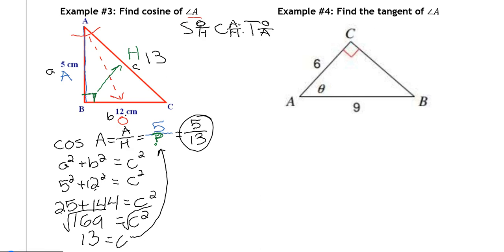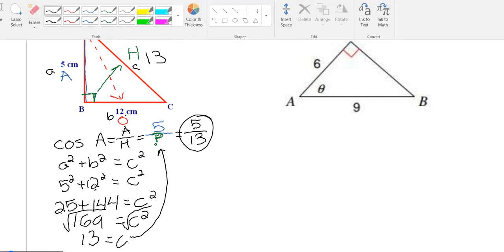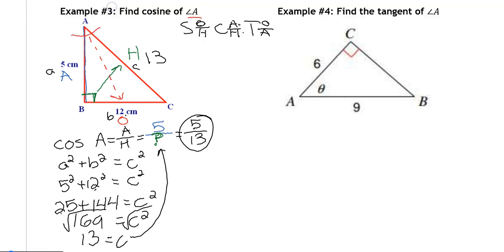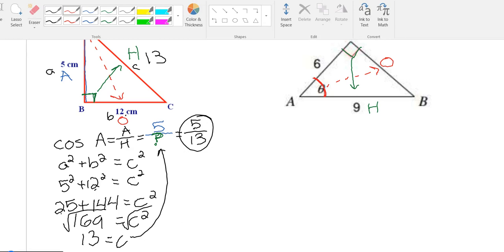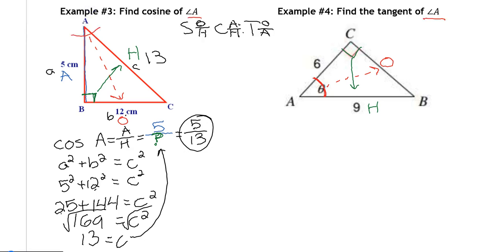Looking at example 4. Same thing. Find the tangent of angle A. Start with, here's my right angle. Across from that is my hypotenuse. I am finding the tangent of angle A. So, right, there's a theta there. That's fine. That's the angle we're given. Across from that is my opposite. And then between the two is my adjacent.